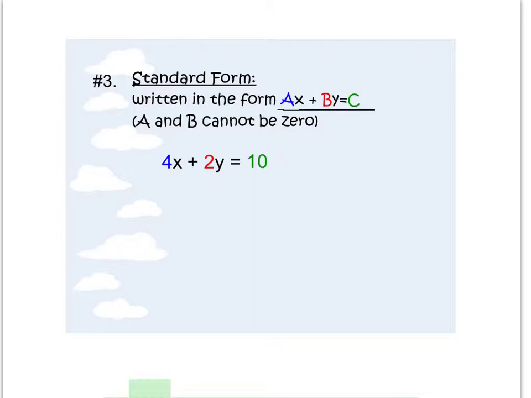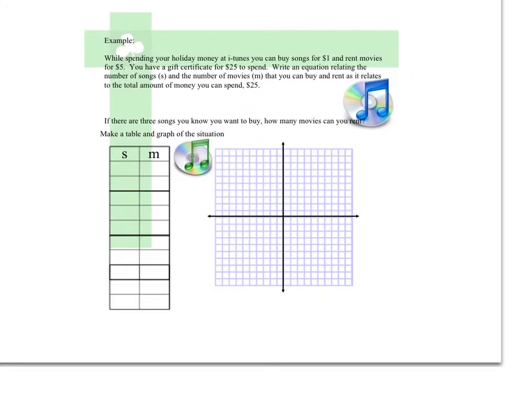If we scroll down, all right, you're spending your holiday money at iTunes. You can buy songs for $1 and rent movies for $5. You have a gift certificate for $25. Write an equation that relates the number of songs and the movies that you can rent if the total amount you can spend is $25.